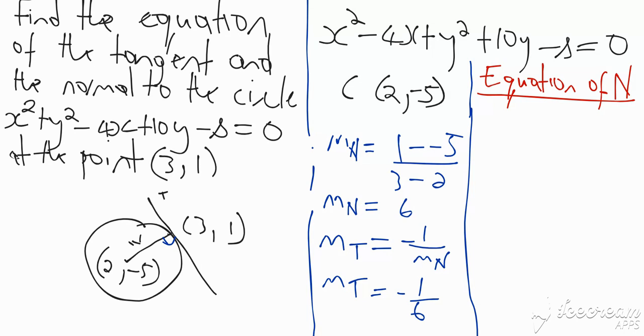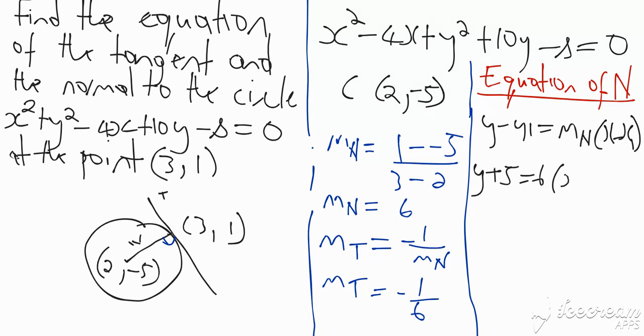We already have the gradient of a normal, which is 6. So we can go right ahead and say that y minus y1 equals mn, which means the gradient of a normal, into x minus x1. Okay, so we're going to have y, the 5 is negative there, so I'm going to have y plus 5 equals, the gradient is 6, so that's 6 into x minus 2.